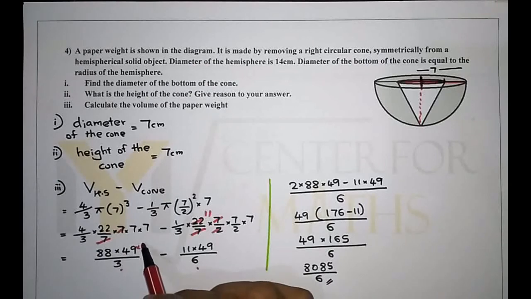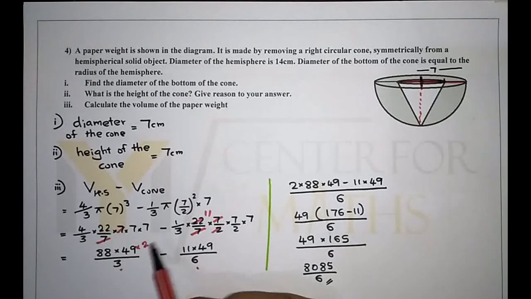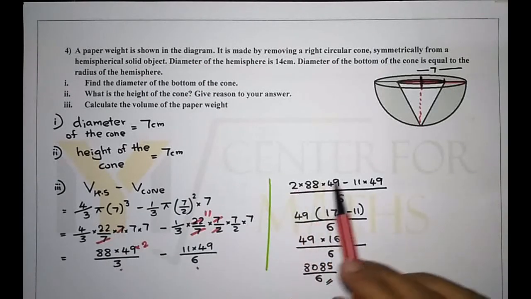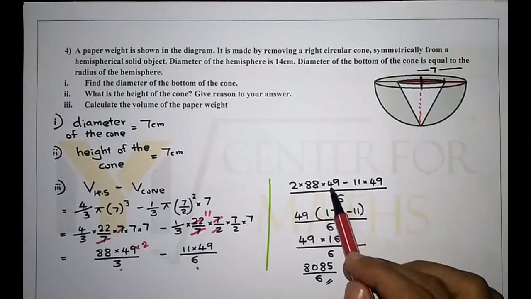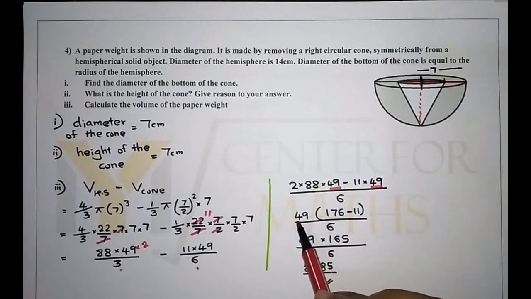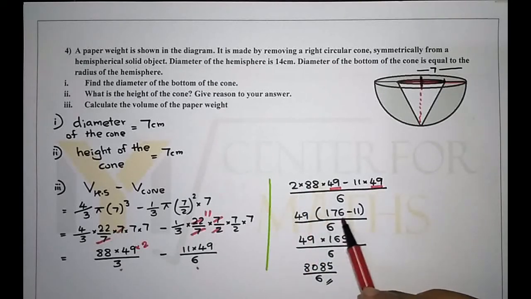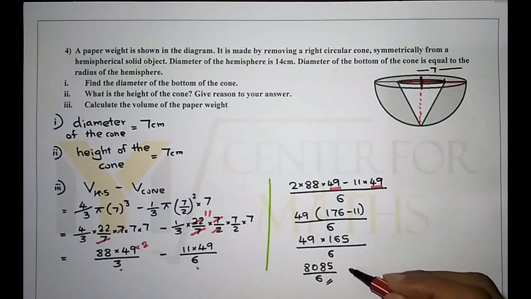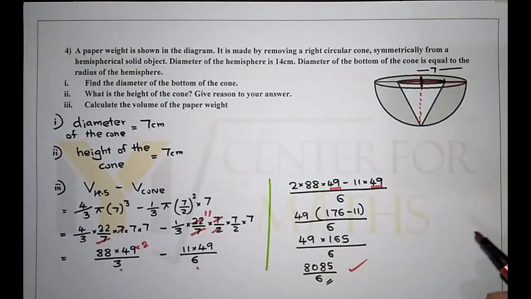For that we have to multiply the first term by 2, that's what I have done here. Now you can see that the term 49 is common, so I took that out and wrote the rest inside the bracket. 88 twos are 176 minus 11. So 176 minus 11, the answer is 165. Now we'll multiply them both, then 8085, and if you want you can write this as a mixed number.